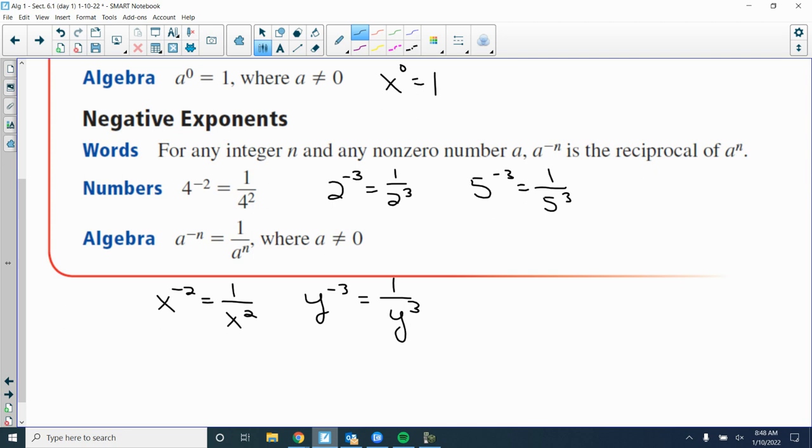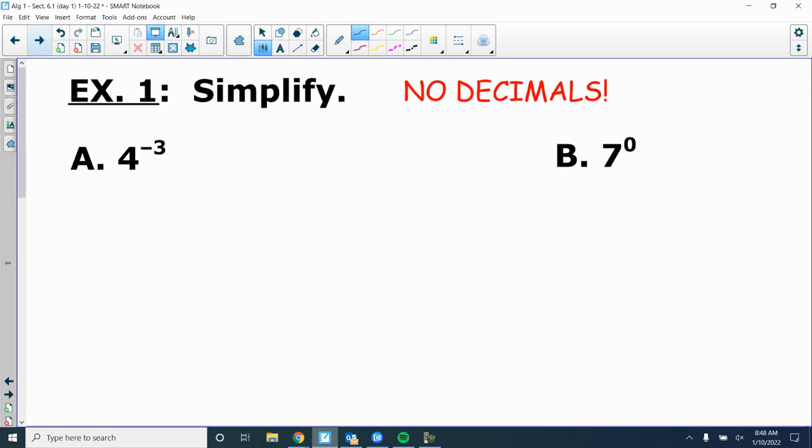Okay, so kind of from here on out, we don't ever want to write a final answer with a negative exponent. Okay, we want to make it a positive exponent because now we can. So if I got like x to the negative second, I'll make that 1 over x squared. Okay, so I'll do that. All right, so that's 0 and negative exponents.